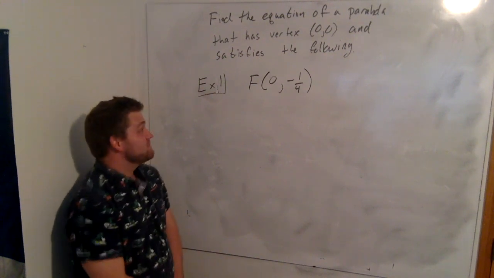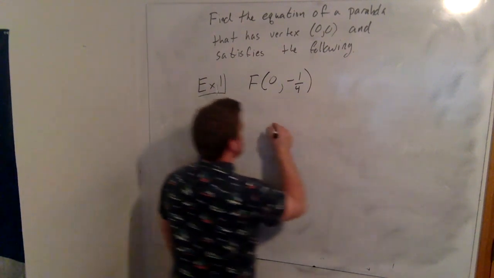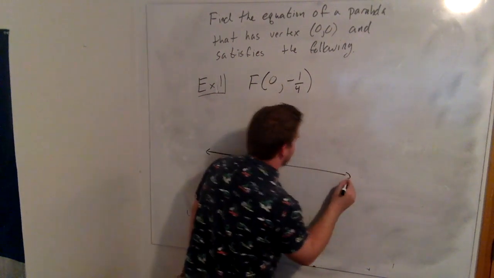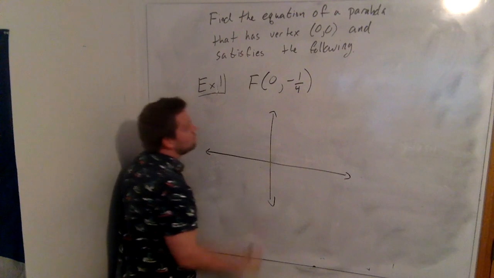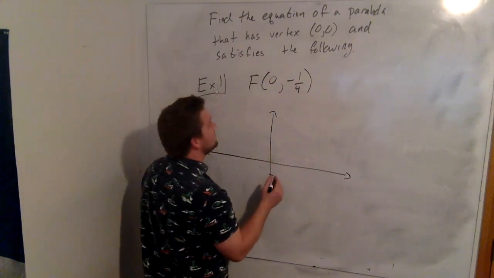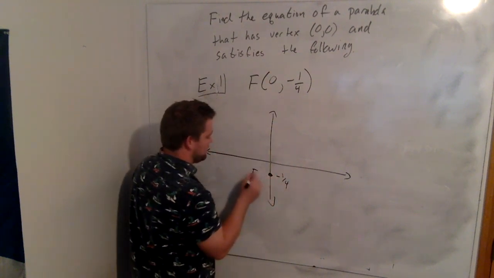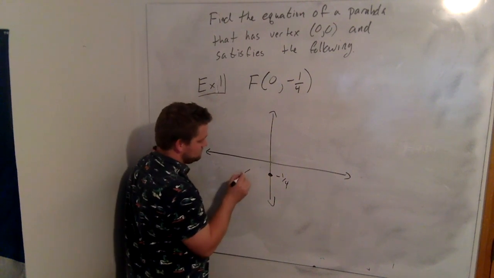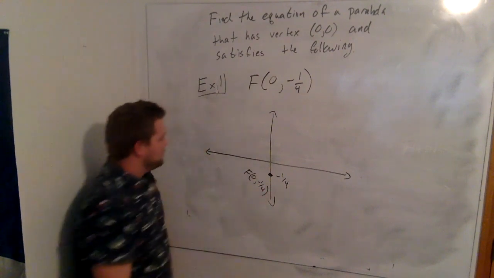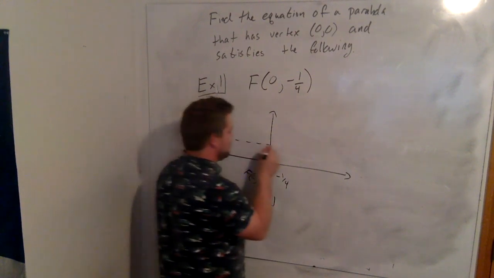Okay, let's do it. It might be nicer to draw a picture. Where is the focus located? What we really want to do here is try to figure out the orientation of this parabola. Well, the focus has an x-coordinate of 0 and a y-coordinate of negative 1/4. So here's negative 1/4. This is where the focus is. That means that the directrix will be up here.